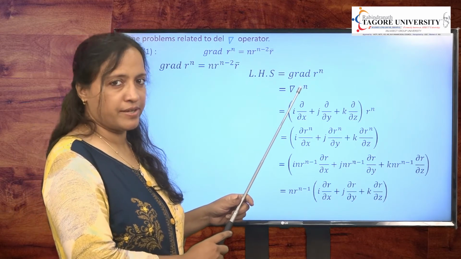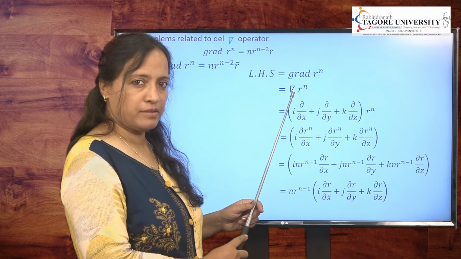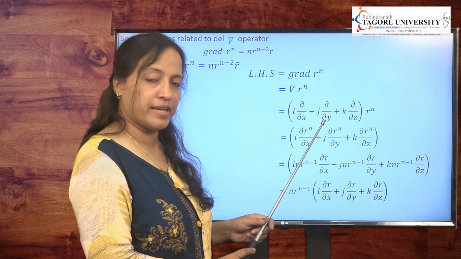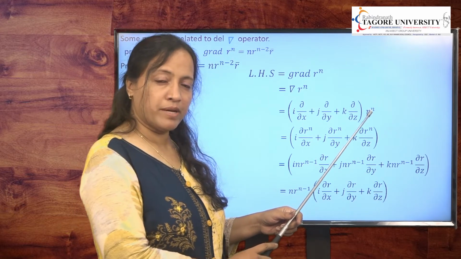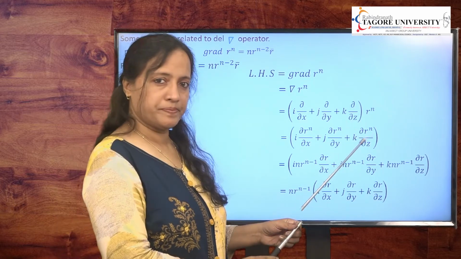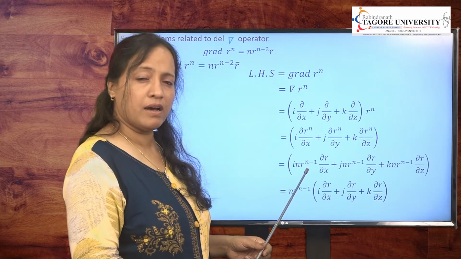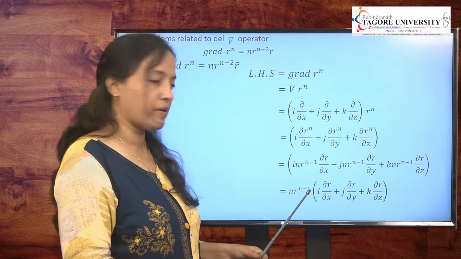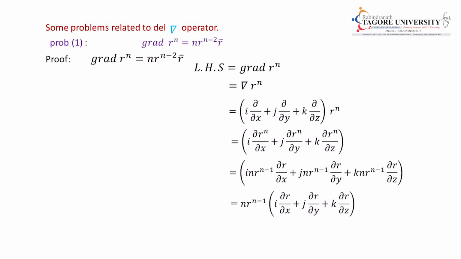Taking the left hand side, that is grad r to the power n. For this grad, use the operator del. The value of this del operator is i del by del x, j del by del y, k del by del z. Differentiating r to the power n one by one with respect to x, y and z, on differentiating r to the power n what result do we get? n r to the power n minus 1 in all 3 terms. Taking n r to the power n minus 1 common, the left portion is i del r by del x plus j del r by del y plus k del r by del z.